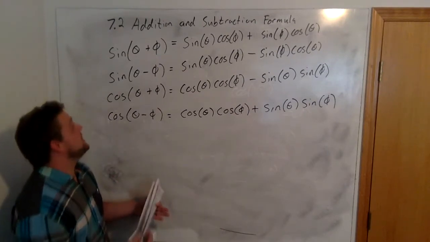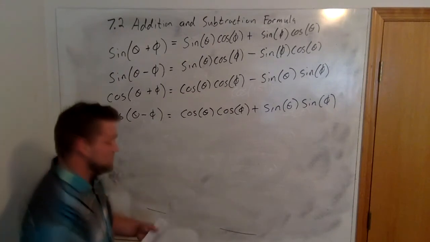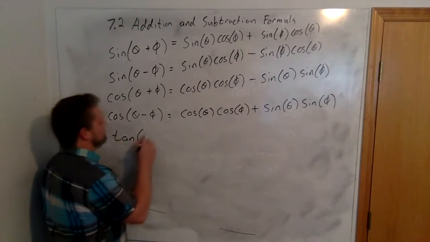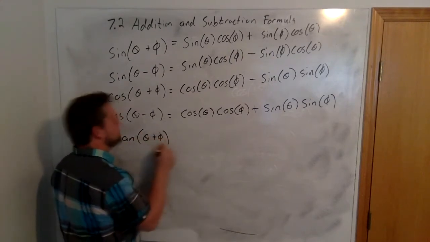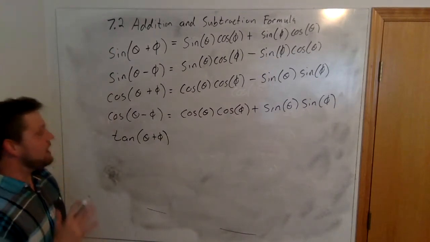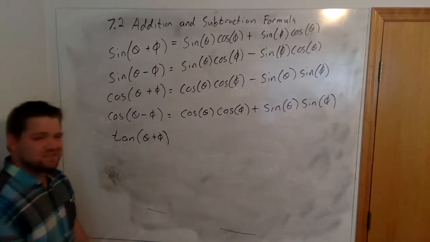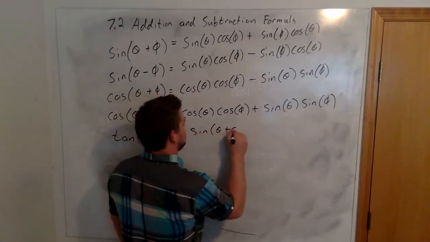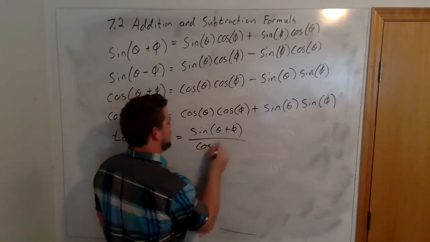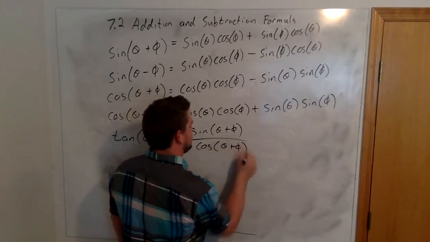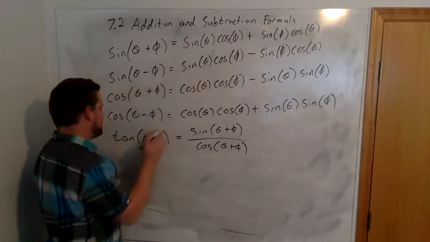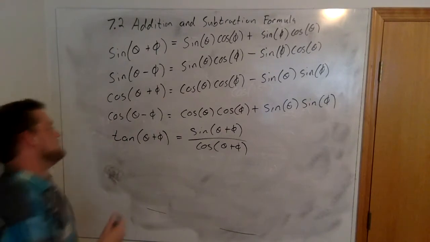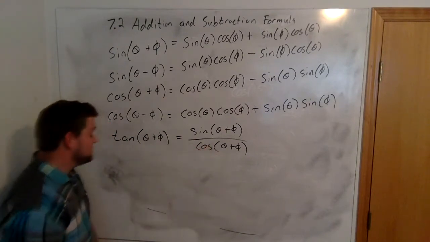Okay, there's also an addition and subtraction formula for tangent. I definitely don't have this one memorized. The tangent of theta plus phi. Like if I was in a pinch, I would just say, you know what, tangent is the same as sine over cosine. I would say, this is sine of theta plus phi over the cosine of theta plus phi. And since I have these ones memorized, I could figure out what the addition formula for tangent would be. And that's exactly what I'm going to do and actually prove this formula to you in the next video.